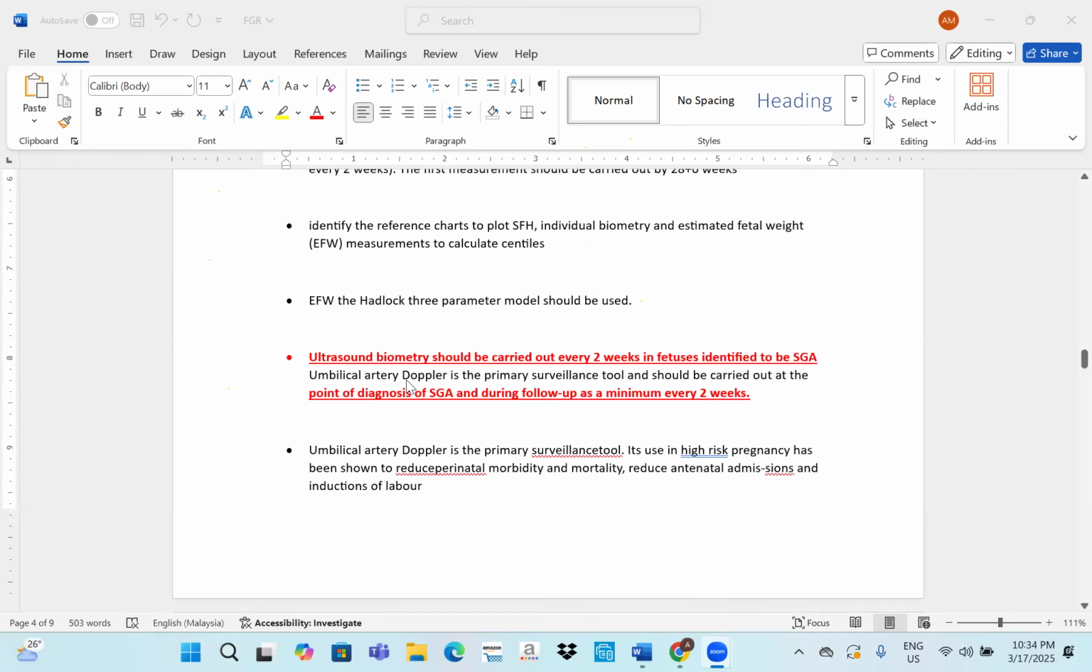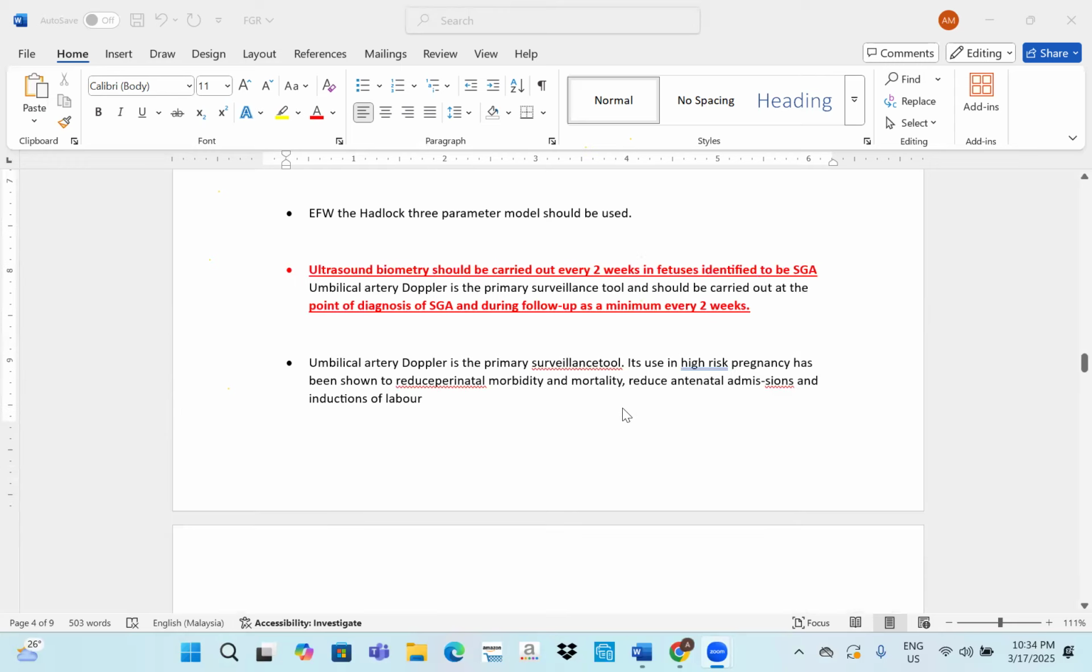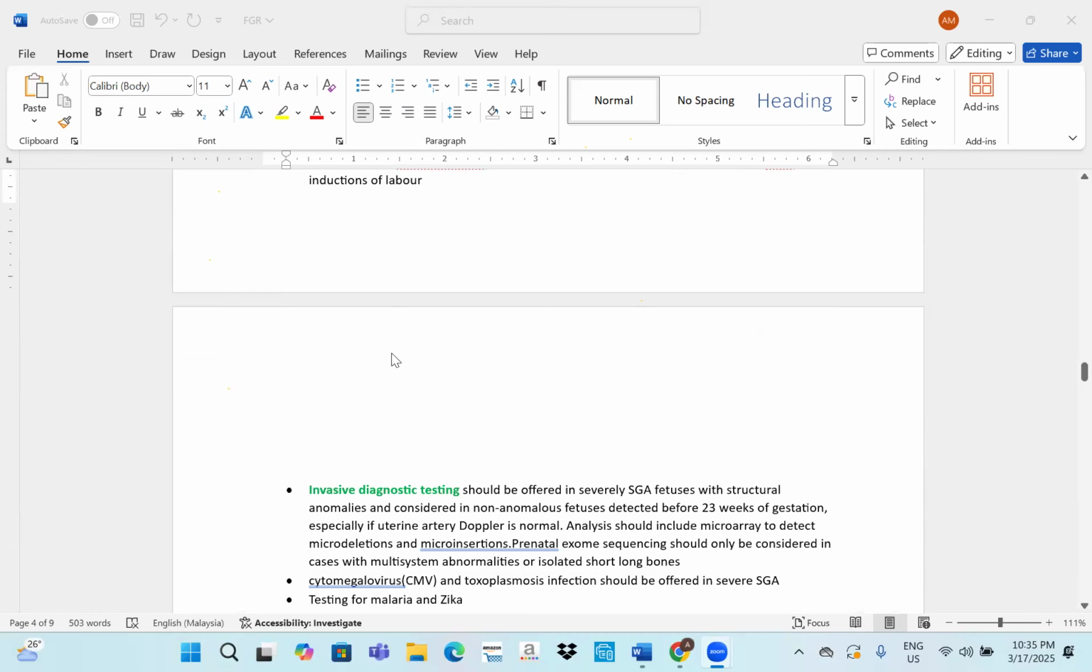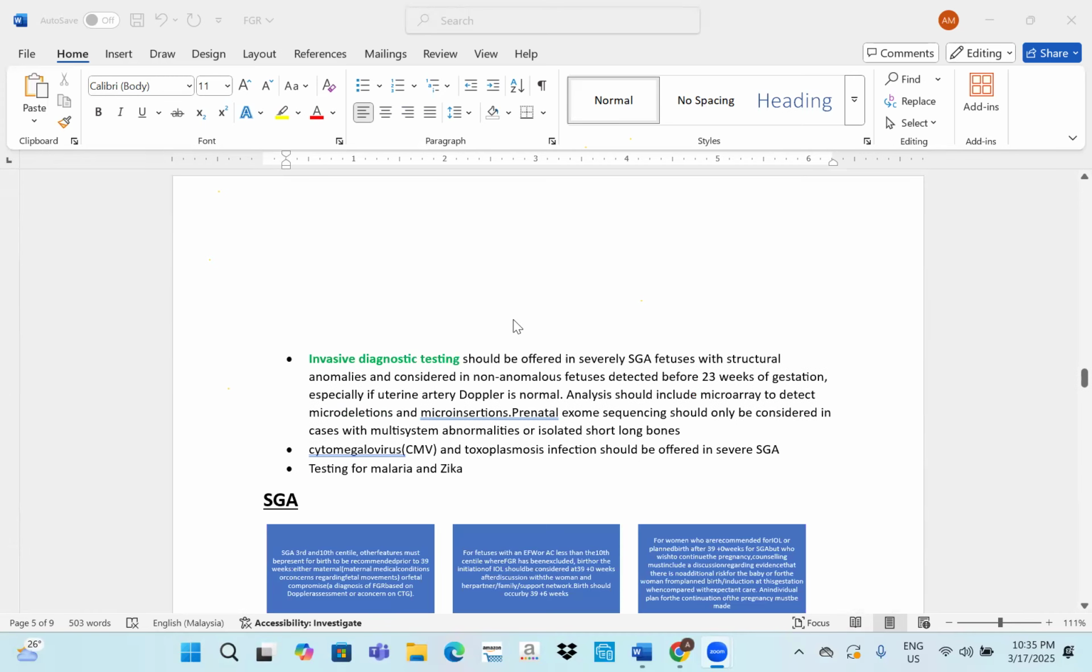Changing the formula will change the results. Okay. This one I was telling, for an SGA fetus, every 2 weeks biometry along with every 2 weeks Doppler. For FGR, 2 weeks biometry but weekly Doppler. Okay. So umbilical artery Doppler is the primary surveillance tool. If they ask why, because its use in the high risk pregnancy has shown to reduce the mortality and morbidity. Okay. And also reduce antenatal admissions and induction of labor. This is also very important.